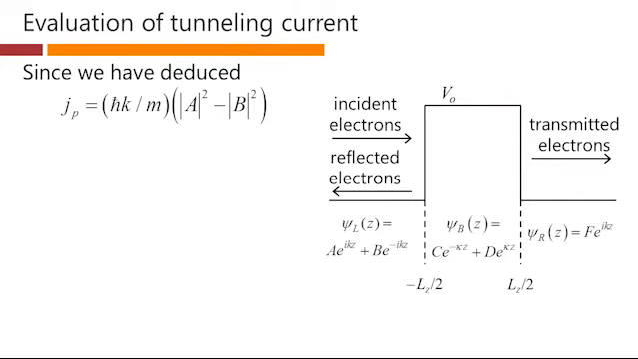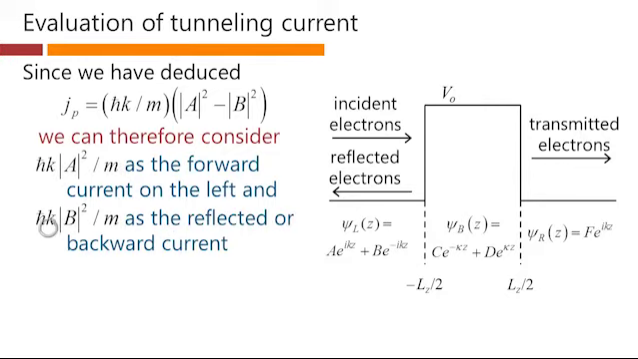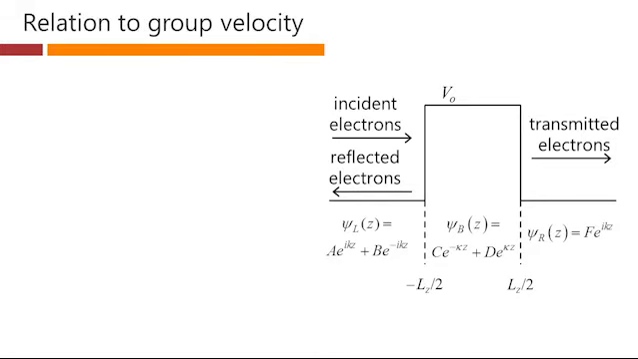Since we've deduced this current density here, we can therefore consider h bar k mod a squared over m as the forward current on the left, and h bar k mod b squared over m as the reflected or backward current on the left. That gives us a consistent interpretation of what's going on. And adding the two together gets our net forward current here.